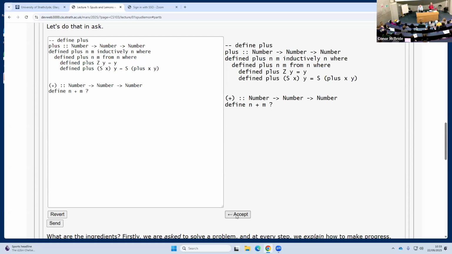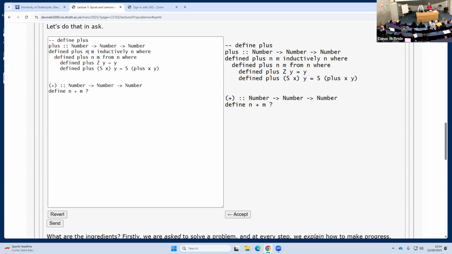So let's figure out the key ingredients of this. This is an explanation of why this program makes sense. First of all, we said we're going to work by making the first number smaller, and it can't keep getting smaller forever. And then we're going to explain case by case, depending on which way the first number was made. If it's 0, we're done. If it's successor, we carry on adding with the smaller input.